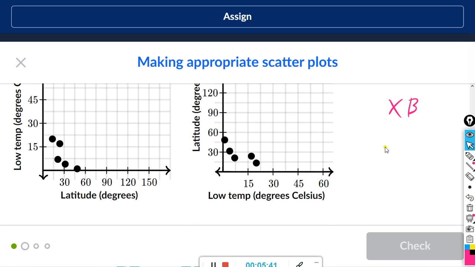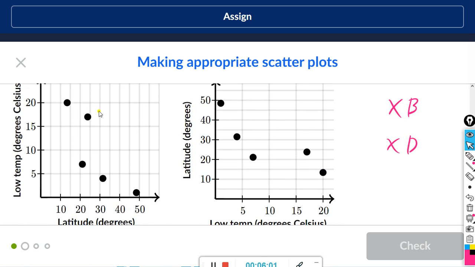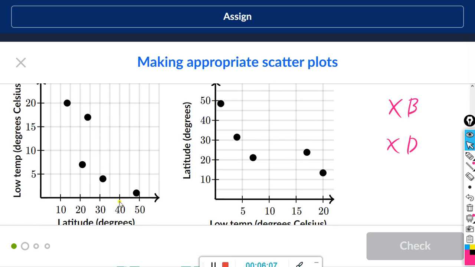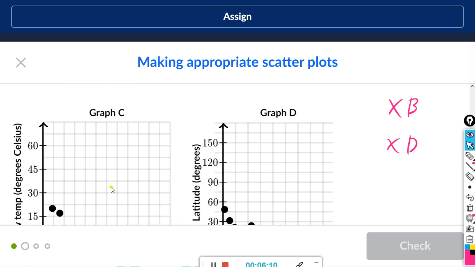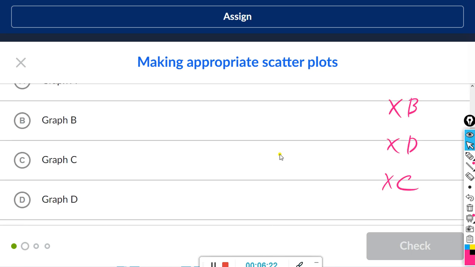Moving along, here we have latitude for x, that's okay. For graph D, we wanted latitude for x, we don't have it, so it's not D. We're going to look at A and C now because we know it's not B or D. If you look at graph A, the points are spread out nicely over the graph, indicating that they used a good scale for the x-axis. If you look at C, they're all bunched up, so it's definitely not C. And there you go. That leaves graph A.